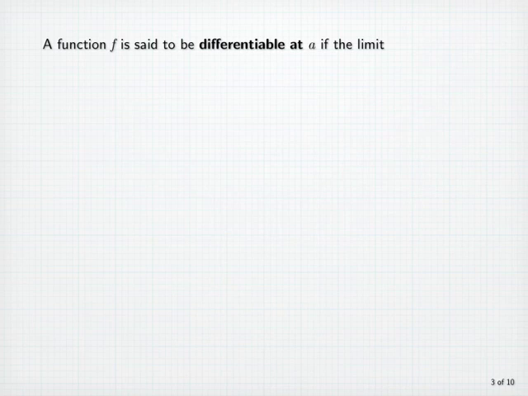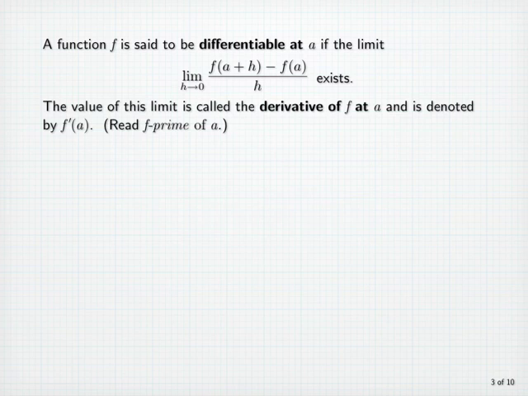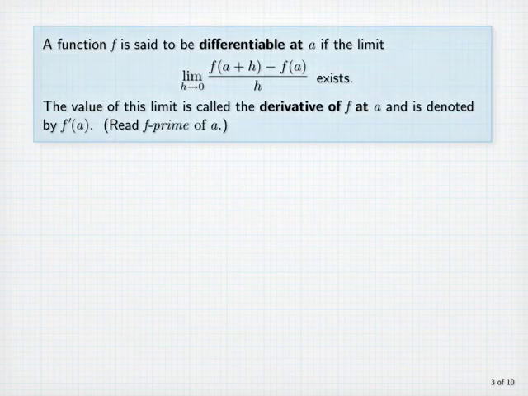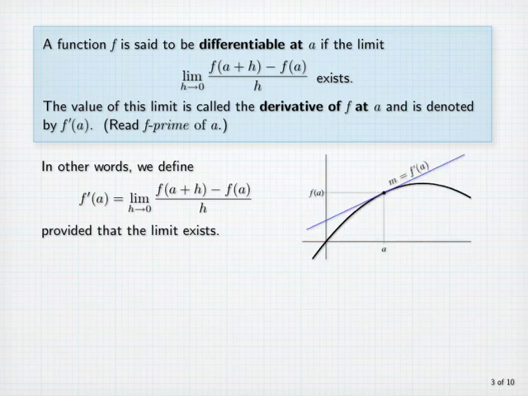A function f is said to be differentiable at a if the limit as h approaches 0 of (f(a+h) - f(a)) divided by h exists. The value of this limit is called the derivative of f at a and is denoted by f prime of a. In other words, we define f prime of a to be the limit as h approaches 0 of (f(a+h) - f(a)) divided by h, provided that the limit exists. And when that limit exists, it provides us with the slope of the tangent line to the graph of f at (a, f(a)).